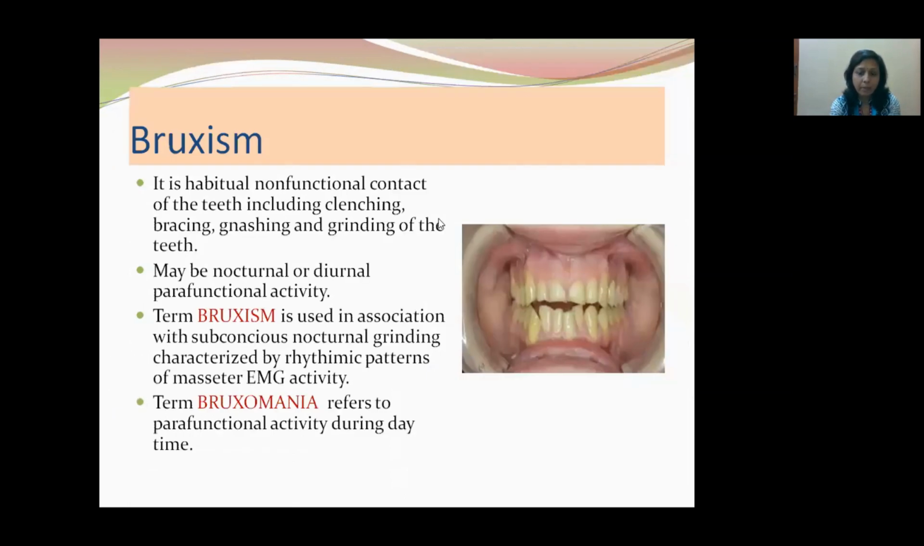Another habit we can include is bruxism. It is habitual non-functional contact of the teeth, including clenching, bracing, gnashing, or grinding of the teeth. It may be a nocturnal or diurnal parafunctional activity. This term is used in association with subconscious nocturnal grinding characterized by rhythmic patterns of masseter EMG activity. The term bruxomania refers to parafunctional activity during daytime.